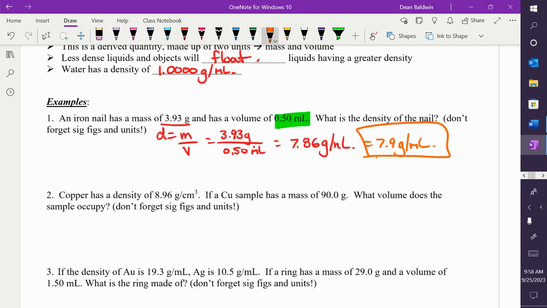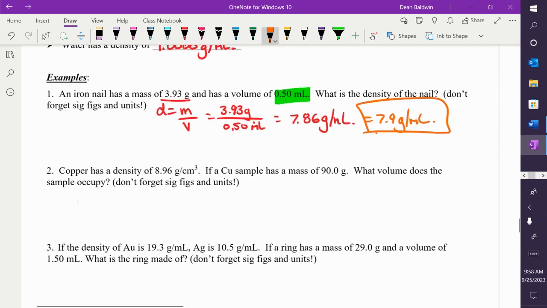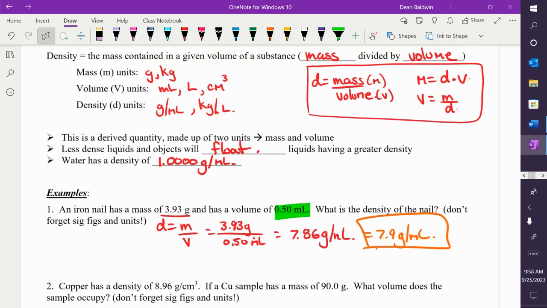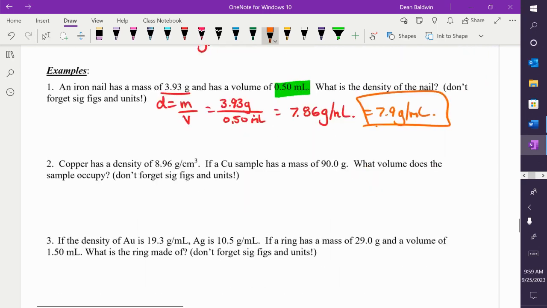All right. Copper has a density of 8.96 grams per cubic centimeter. It's nice that they give us that. If a copper sample has a mass of 90 grams, what volume does it occupy? Okay. So here's the 3 formulas. I want to find volume. Which formula am I using? V is equal to M over D. I mean, you could just use density formula if you want and rearrange it, but I will give you these. V is M over D.